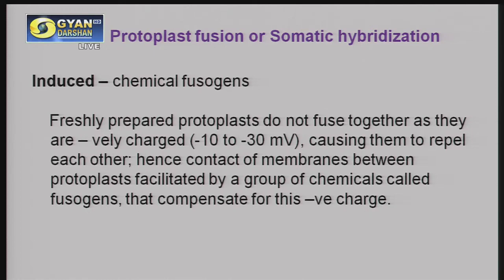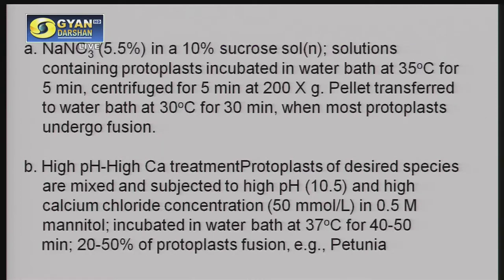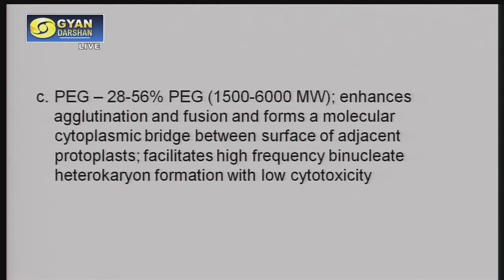Normally, this is a very difficult process, but we can do that using certain chemical agents like sodium nitrate. You can use high pH, high calcium treatment, and last but not least, you can use polyethylene glycol, that is 28 to 56%, which actually enhances the agglutination and fusion. It actually induces the fusion of the protoplasts.